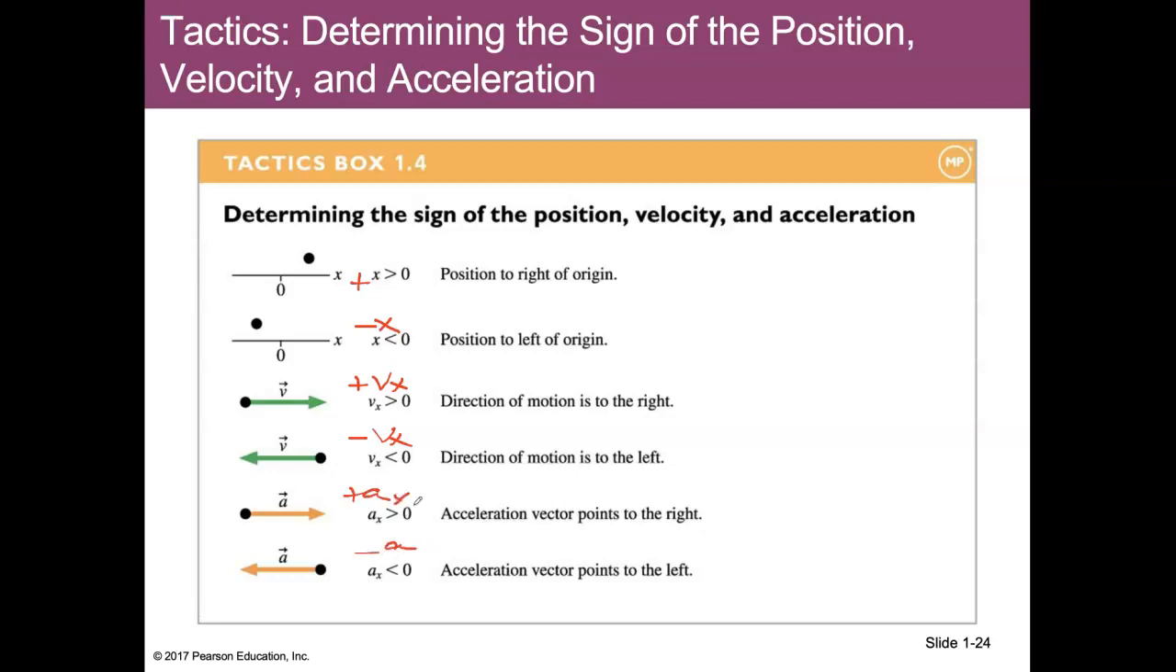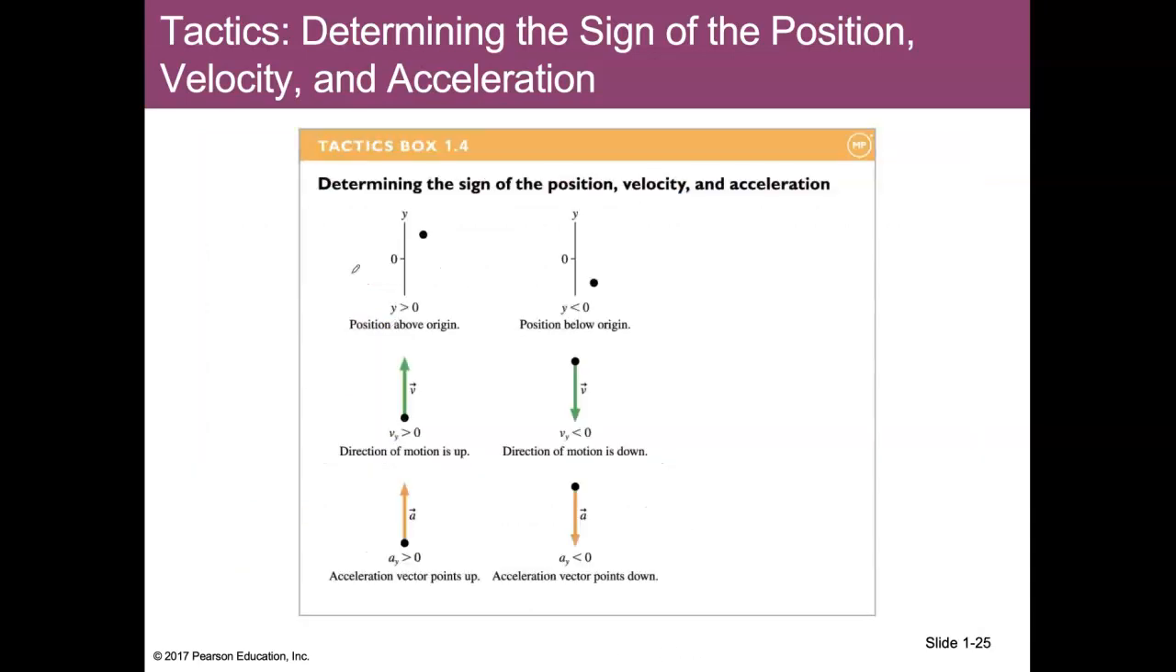And the x that you see in each one of these just means along that path x. It could be y, could be z. Any of those would work. For this one, you'll notice that we are above the origin. Here we're below the origin, so positive, negative, moving up, positive, moving down, negative, and the acceleration vector points up. Here it points down, so we can do positive or negative.